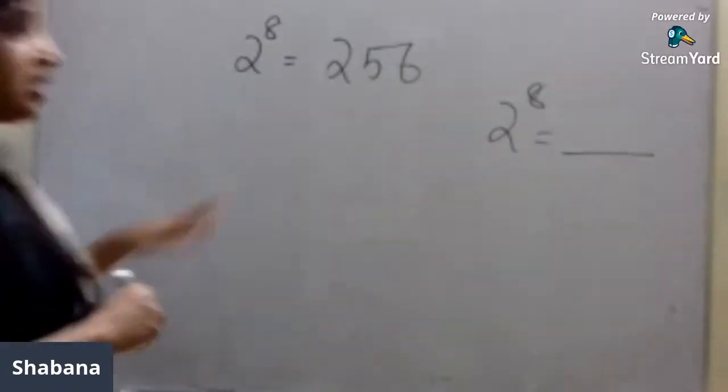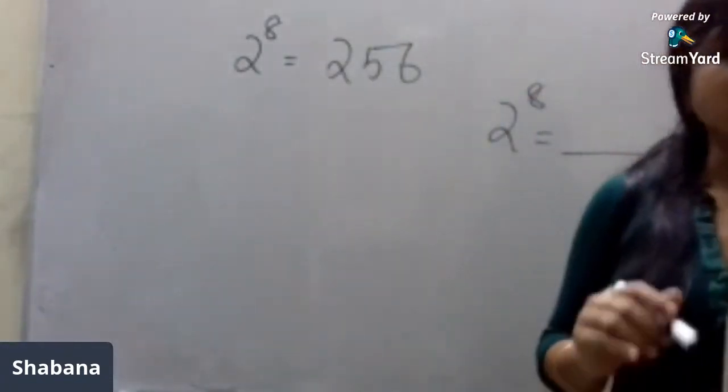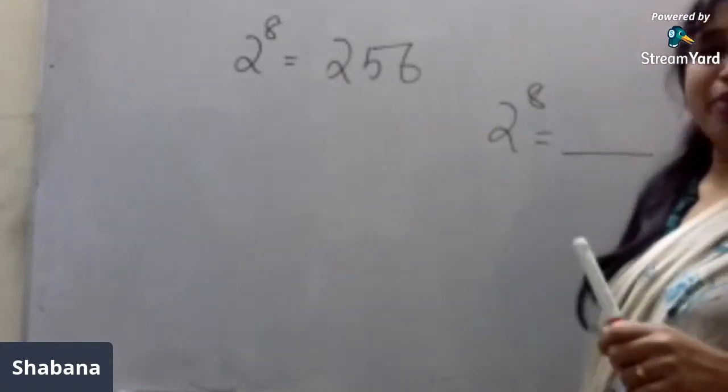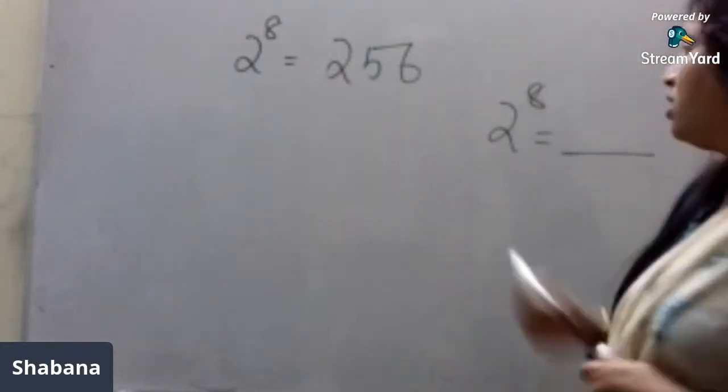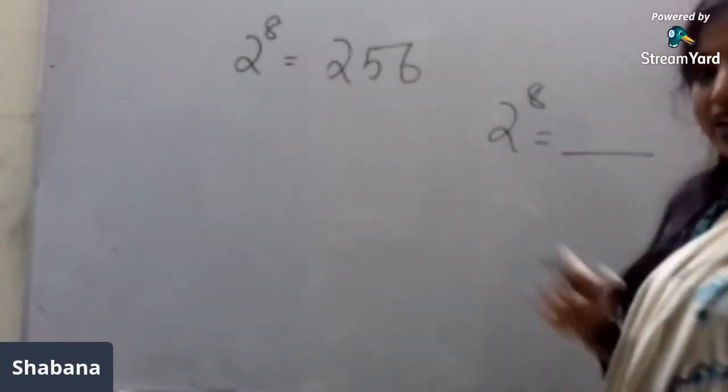So, as we know, 2 power 8 is 256. My question is, what will be the units number of 2 power 8? Now we all know the answer is 6. So as we all know the answer is 6, let's verify it with the table.